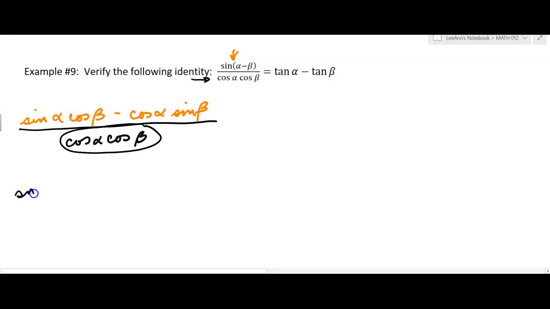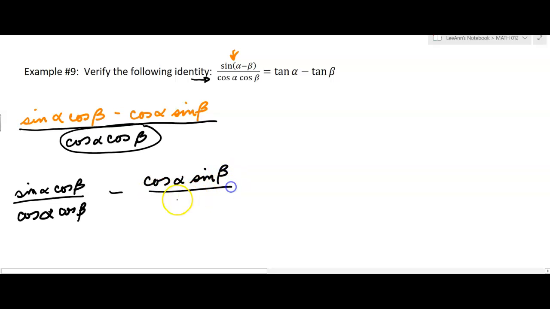So I can have sine alpha cosine beta over cosine alpha cosine beta. You do have to be kind of careful. I'm not writing very neatly, but you do have to be careful because you don't want your alpha to look like a beta or something. Cosine alpha sine beta over cosine alpha cosine beta.